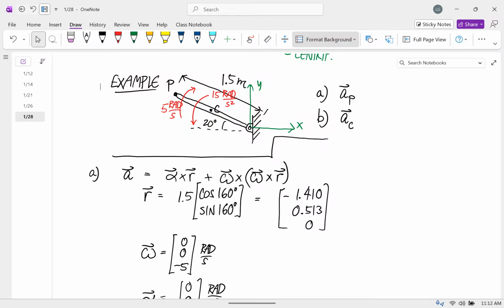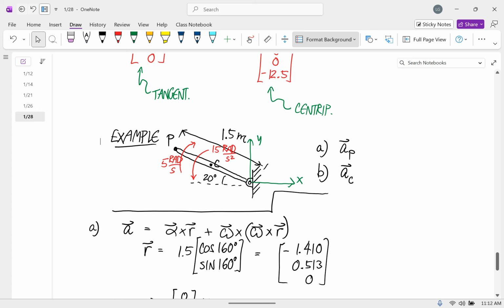Okay, any questions? All right, that's it for today. So what we're going to do next time is you can imagine a linkage where you have another arm connected to this arm, like a robotics type thing, and we're going to use relative motion along with circular motion to calculate the acceleration of the second arm of that linkage. Okay, that's all.